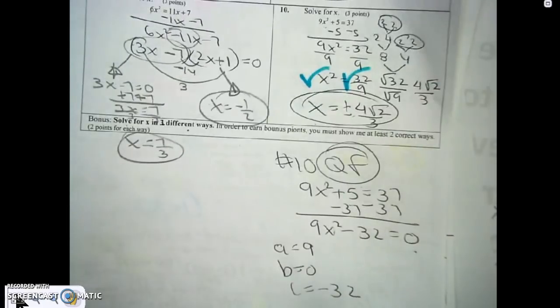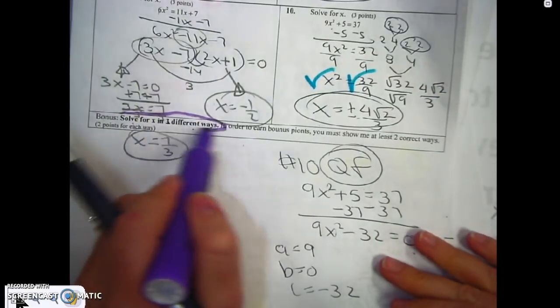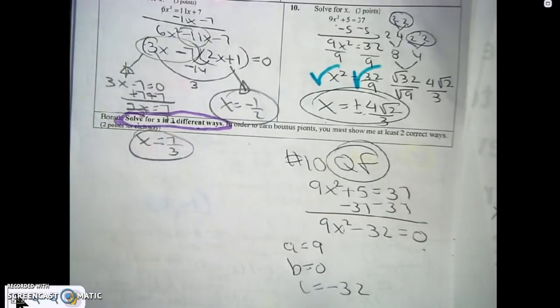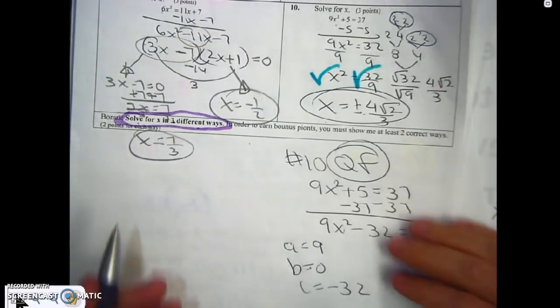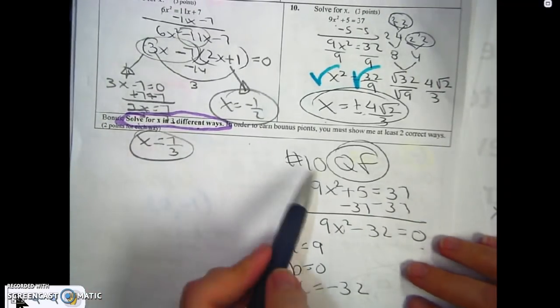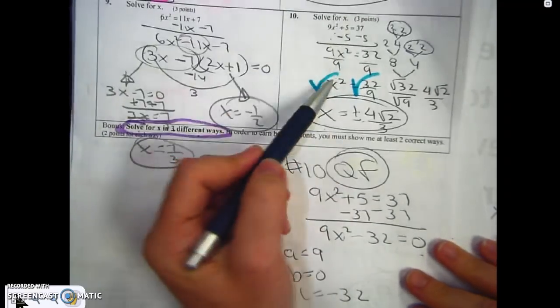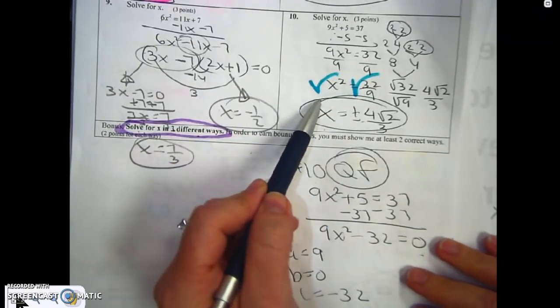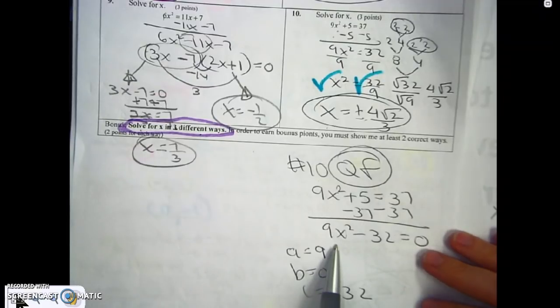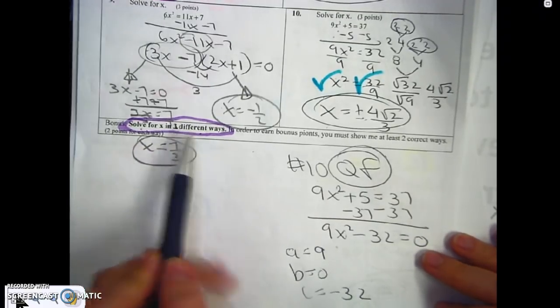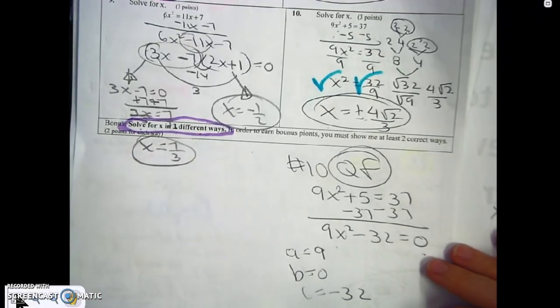And why am I saying that? Because look here, the bonus. It says solve for x in 3 different ways. What if I gave you a problem that I asked you to do like this? You could do this one by doing the square root. You could do also by the quadratic formula. I'm going to put a problem on there where you can solve it at least 3 different ways. Okay?